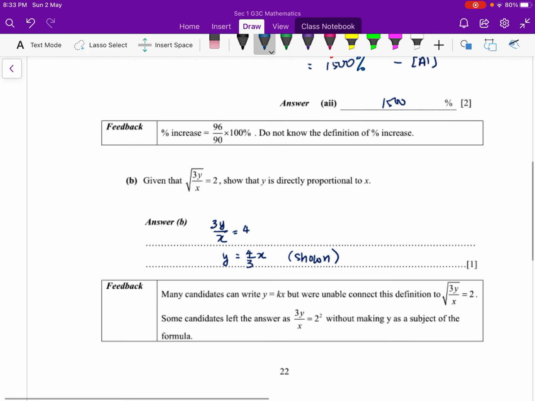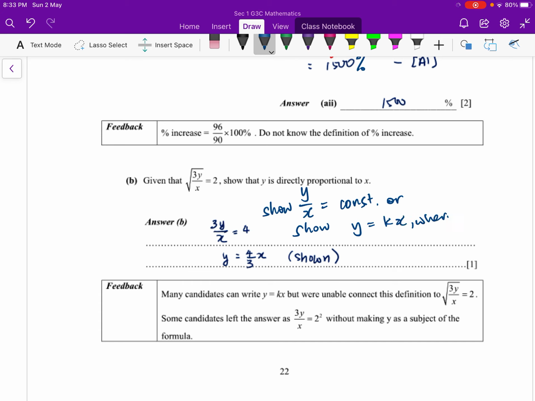Okay, now how do we show that y is directly proportional to x? We have seen quite a number of these types of questions in our notes. All we need to do is to either show that y over x equals a constant, or show y equals kx where k is a constant.